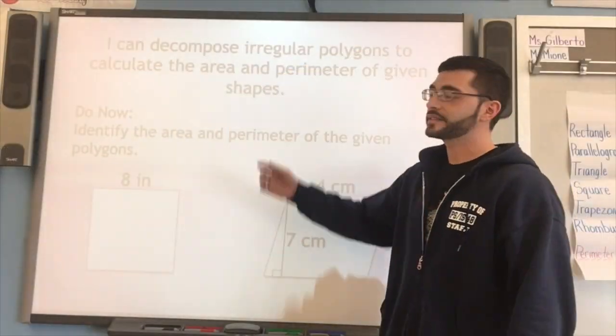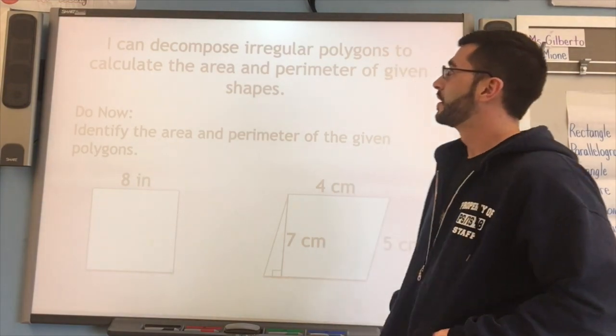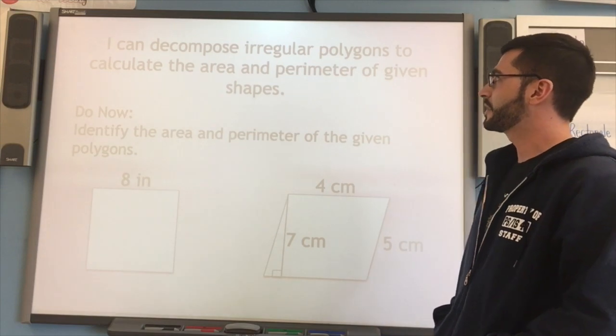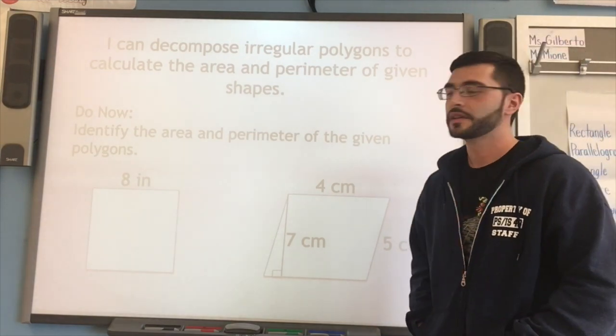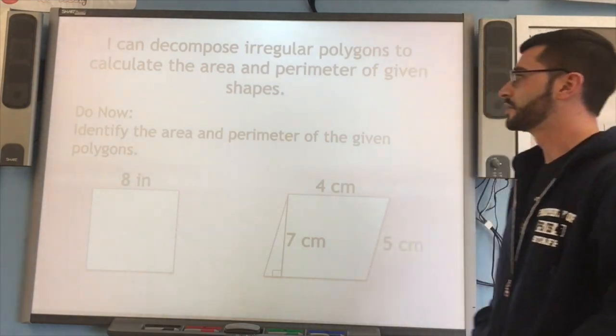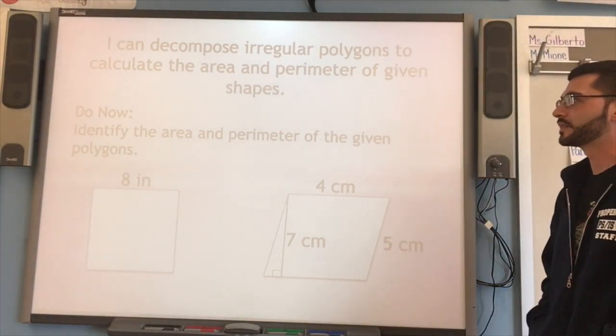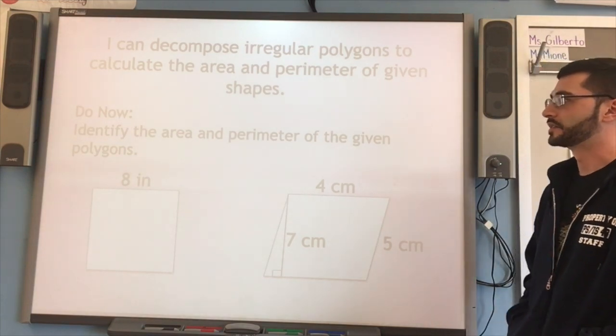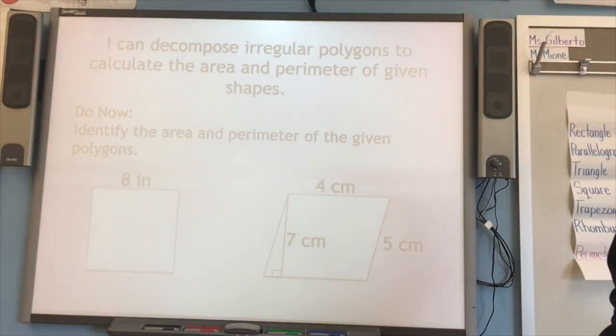Alright, so here's our next lesson. The learning target is we can decompose irregular polygons to calculate the area and perimeter of given shapes. So your do now is right here. Use this as a review of what we've been doing. You are being asked to identify the area and perimeter of these two given polygons. If you want, take a second to pause it, or if you have the slides, just look at the slides.